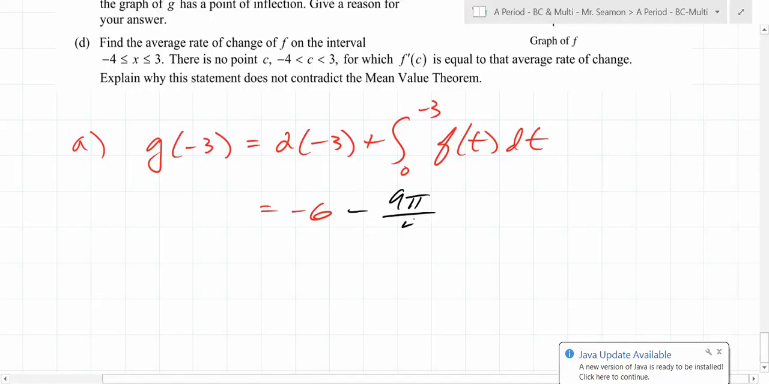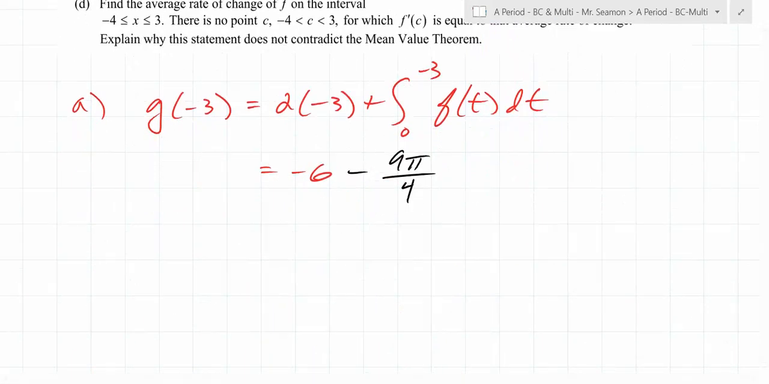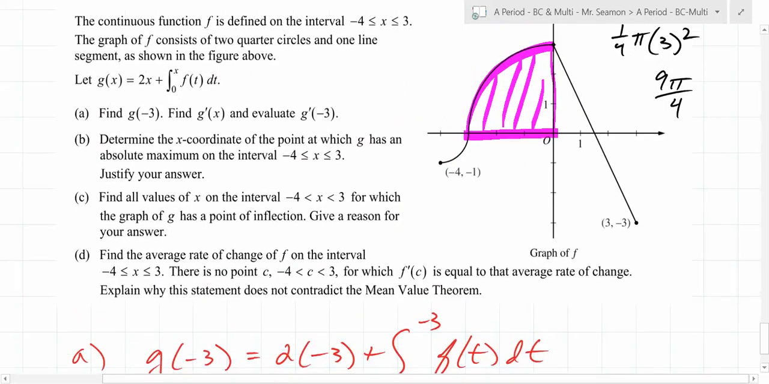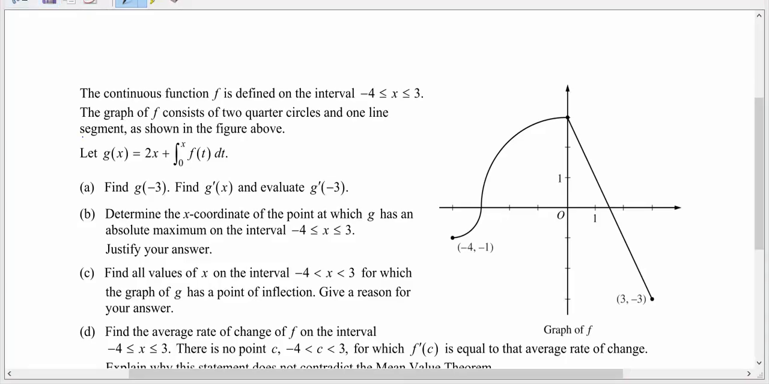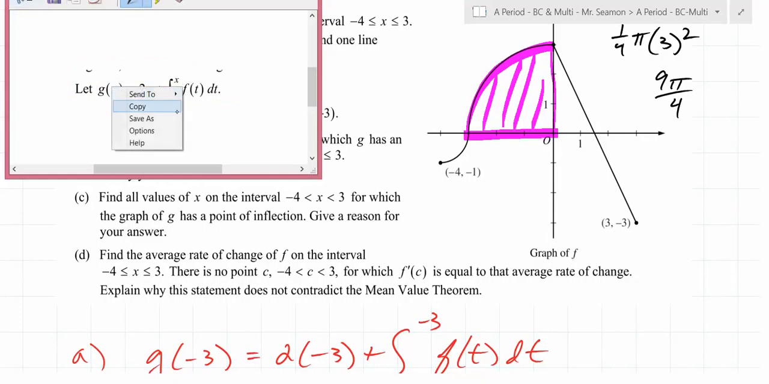9 pi over 4. And then it says find g prime of 3. So what fundamental theorem of calculus do you get to use? The second fundamental theorem of calculus. Because it's integrating from 0 to -3.